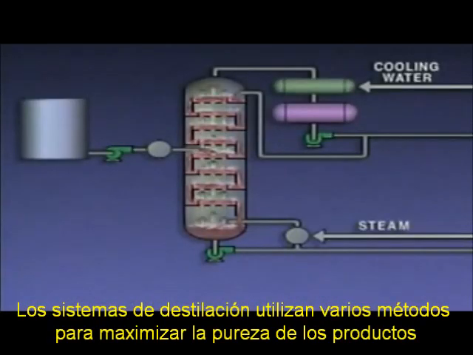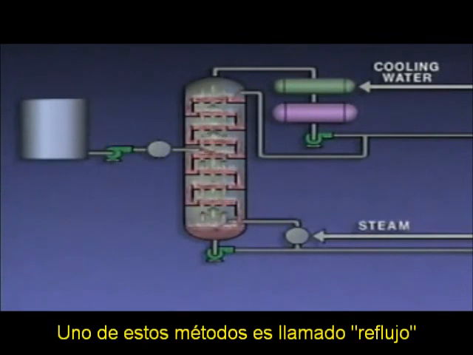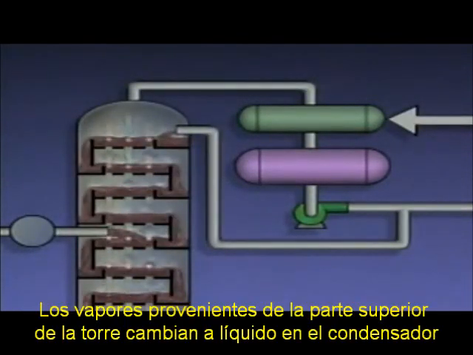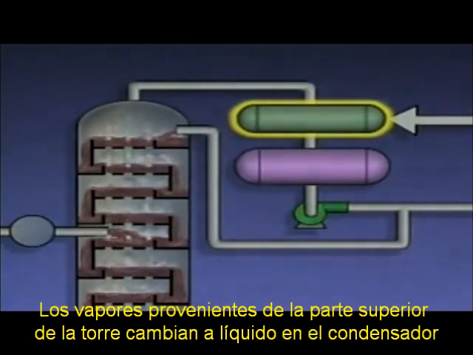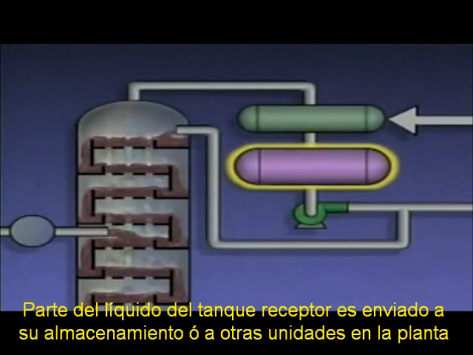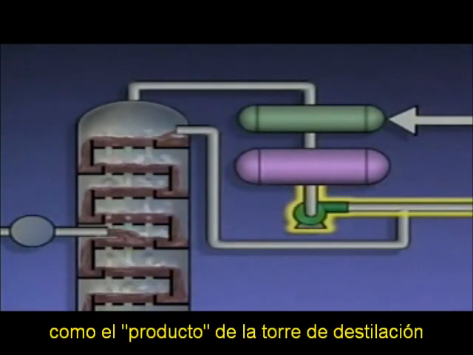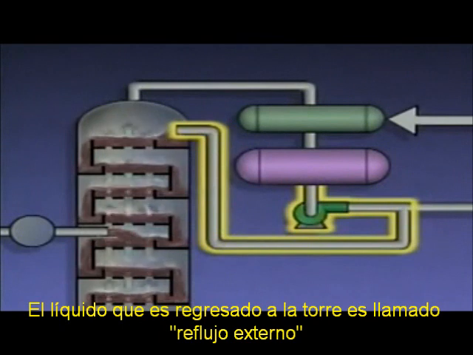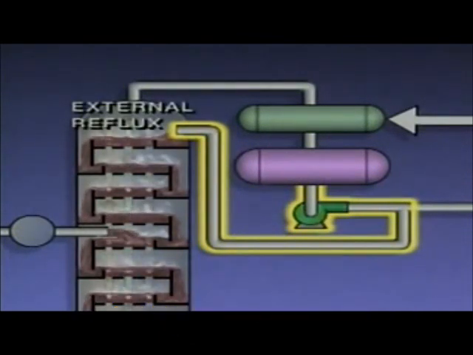Distillation systems use several methods to help maximize the purity of the products. One of these methods is called refluxing. The vapors coming off the top of the tower are condensed in a condenser and then collected in a receiver. Part of the liquid from the receiver is sent to storage or to other units in the plant as the tower's overhead product. The rest of the liquid is pumped back into the top of the tower.